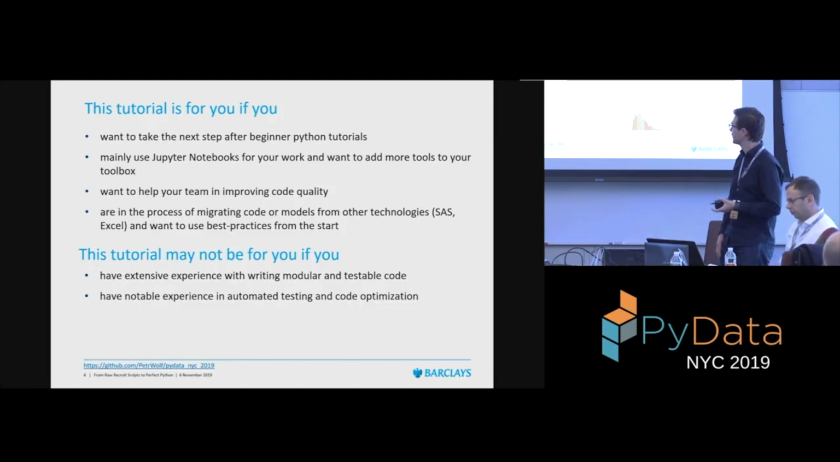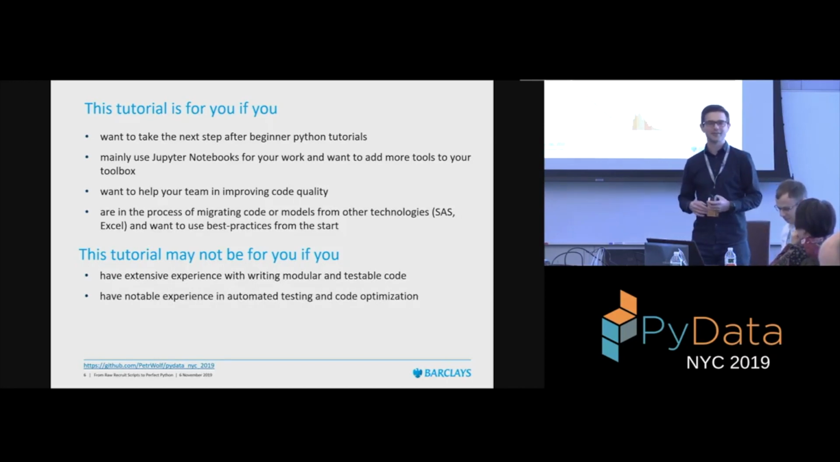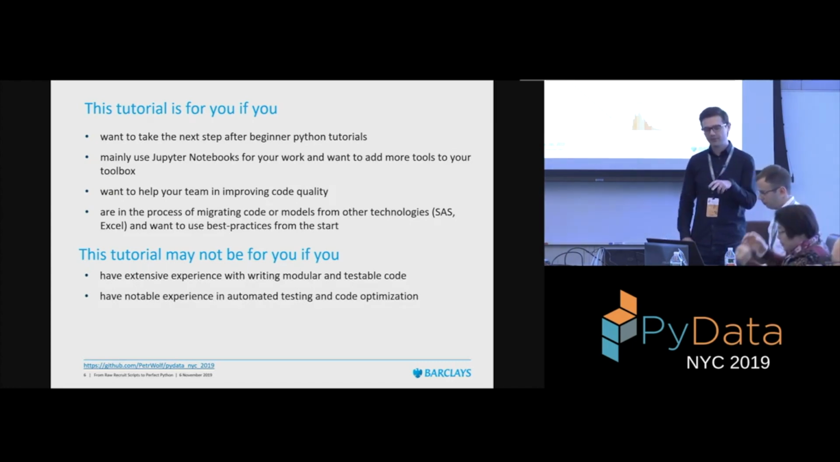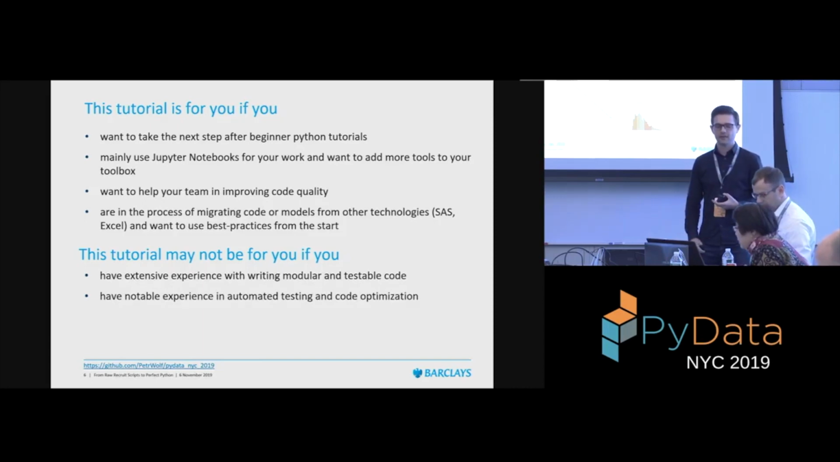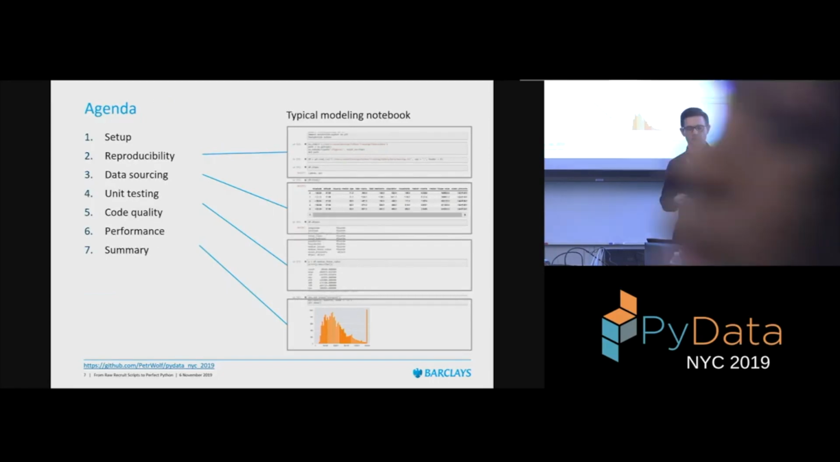So in terms of what we're going to cover today, there are about 7 main steps. Firstly, on the right, you'll see a typical modeling notebook. Again, part of my disclaimer: don't use this modeling notebook for your modeling purposes. It's really basic and actually shows you how not to do things. But we're going to start with that and build on top of it to see how we can improve it. We'll jump into setup first, then reproducibility, data sourcing, testing, and then code quality and performance. After each of these sections, we'll do a summary just to make sure we cement the ideas we're trying to convey.